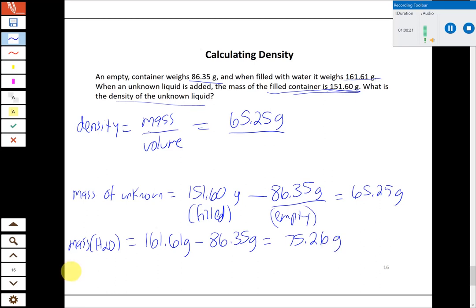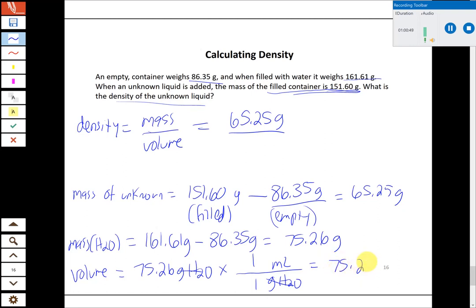If we want to know the volume of the container, we're going to use the density of water. So we have 75.26 grams of water in this container, and the density of water is 1 gram per milliliter. We want grams of water to cancel and convert into milliliters, and that's just 1 over 1 because the density of water is 1 gram per milliliter. So we're basically dividing by the density, but it's just 1, and that converts grams into milliliters. It's a helpful shortcut to remember that if you have a certain mass of pure water in grams, you have the same number of milliliters. So 75.26 grams of water has a volume of 75.26 milliliters.